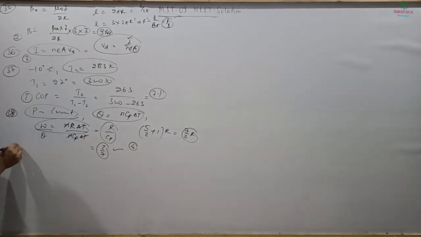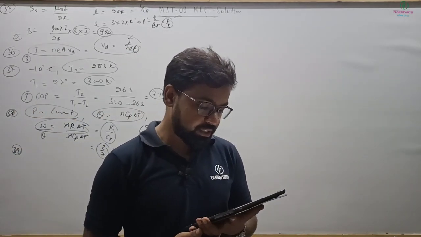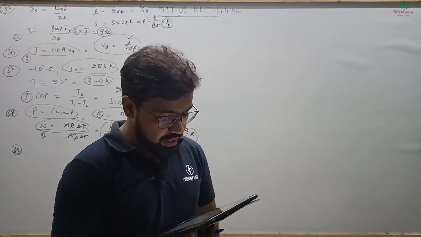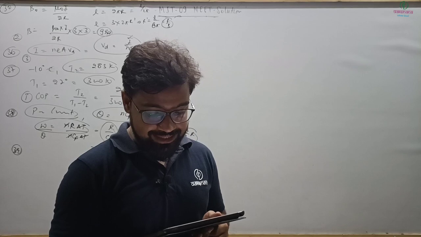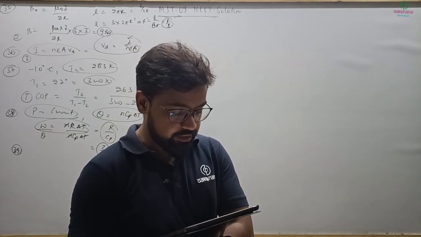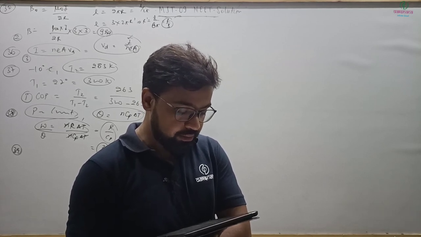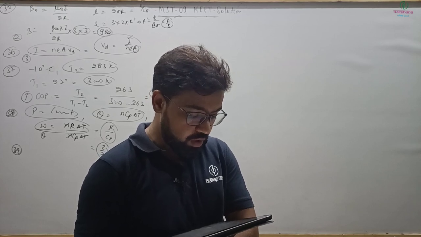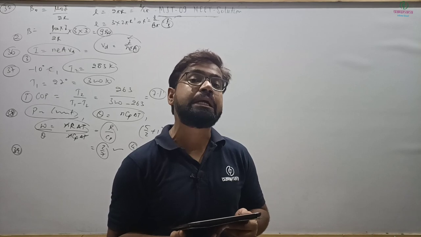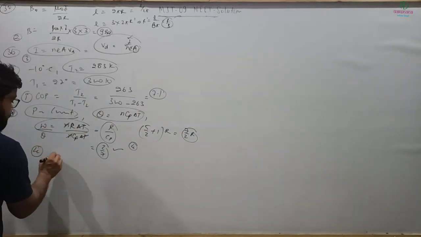Next question, number 39. Molar heat capacity at constant volume of oxygen gas at STP is nearly 5R by 2, but it becomes nearly 7R by 2 as temperature is increased. This happens because at higher temperature oxygen becomes triatomic? No. Oxygen does not behave as an ideal gas? No. Oxygen molecules rotate more vigorously? No. Oxygen molecules start vibrating, because at higher temperature the vibrational degree of freedom is also added. That's why. So that will be the answer.